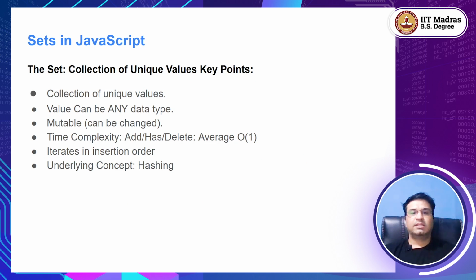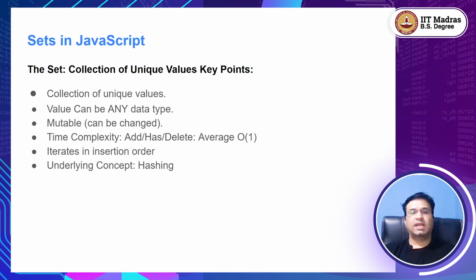Next is Set. Set provides a collection of unique values. Think of a Set as a list where every item can only appear once. If you try to add a value that already exists in the Set, it simply won't add it again. Sets are incredibly useful for tasks like removing duplicate items from an array, keeping track of unique IDs, and checking the presence of an item very quickly.